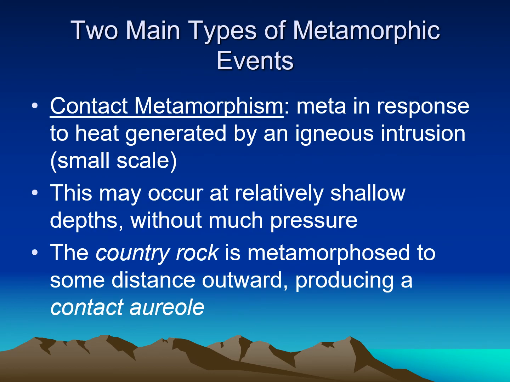Okay, so we already discussed contact metamorphism, but let's write down the second bullet here. What's cool about this, again, is that contact metamorphism will produce metamorphism at relatively shallow depths. So you have high heat because there's a magma chamber nearby, but there's not much pressure. And what's neat is that this is going to produce something called a contact aureole. In other words, it's going to produce this zone of contact metamorphism around that magma body. We'll look at a couple of drawings of that.